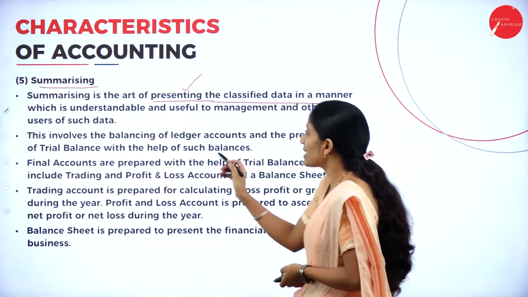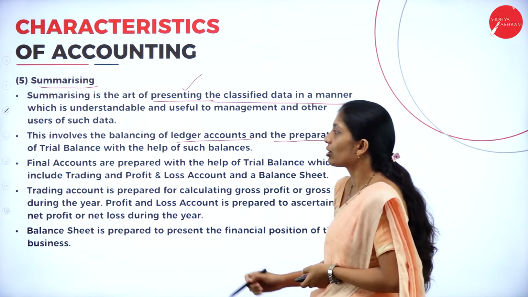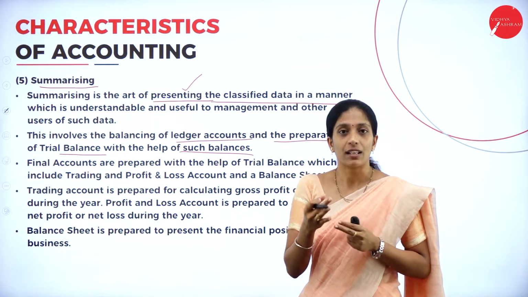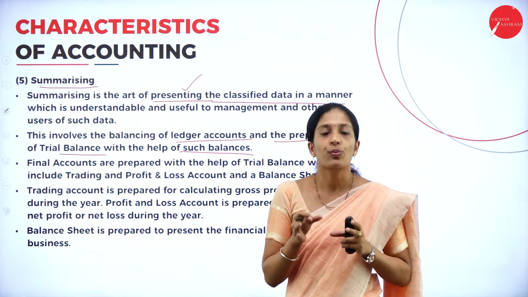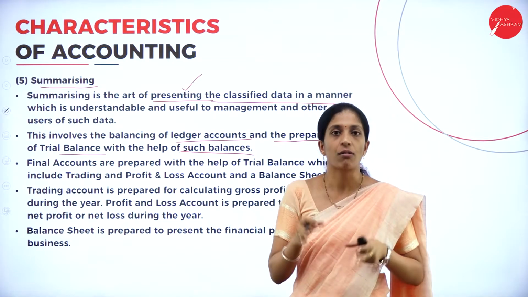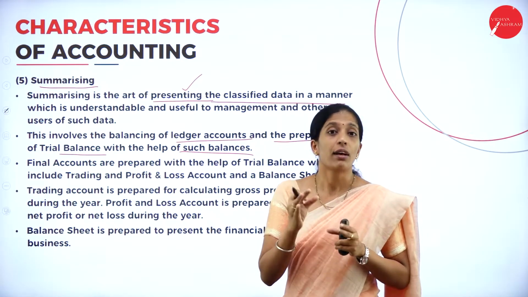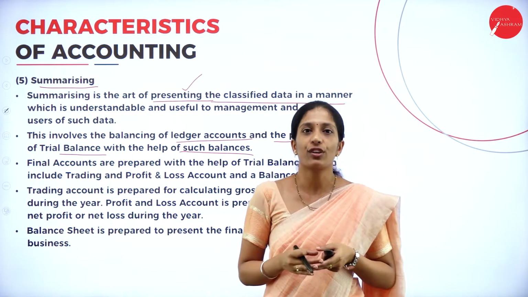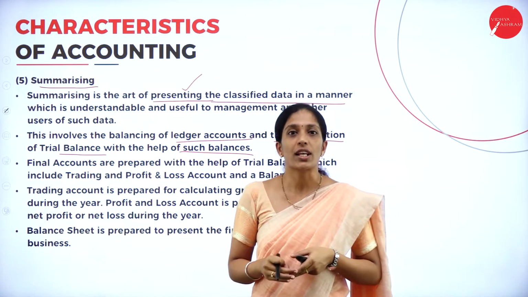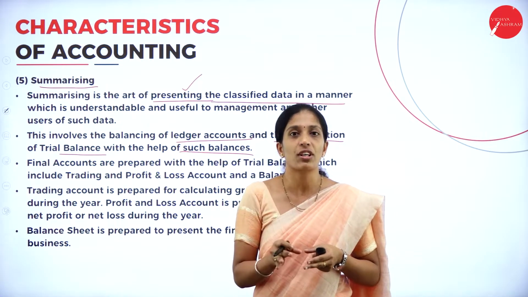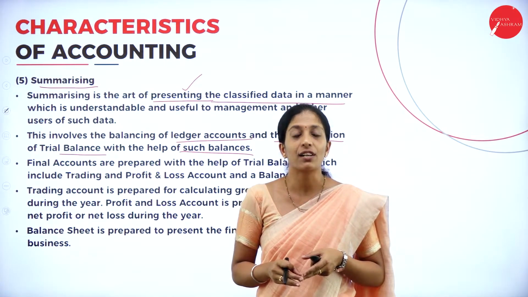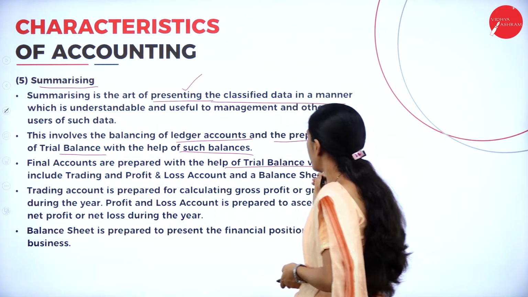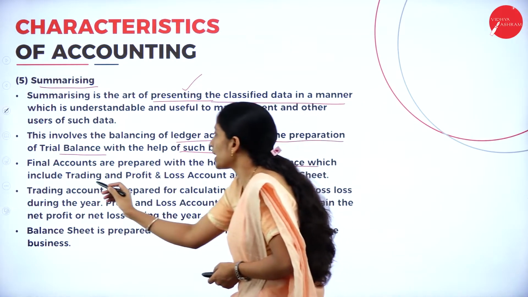So this involves the balancing of ledger accounts and preparation of the trial balance with the help of such balances. How can we conduct summarizing? We have to take all the balances of ledger accounts and prepare a trial balance. Now what do you mean by trial balance? It is a statement which tells us about the accuracy of ledger accounts, whether our ledger account is correct or not. In order to measure that, we prepare a statement which is called what? Trial balance.